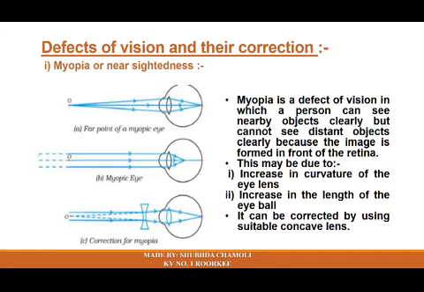How can we correct this defect? This defect can be corrected by using a suitable concave lens. You can see in figure C, correction for myopia, a concave lens is used for the correction of the defect of myopia. And as and when the concave lens is used, the image is formed again at the retina.